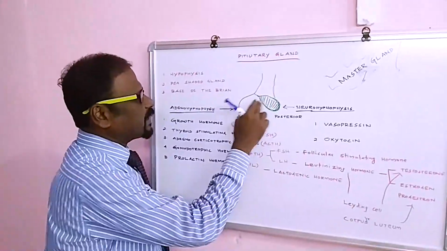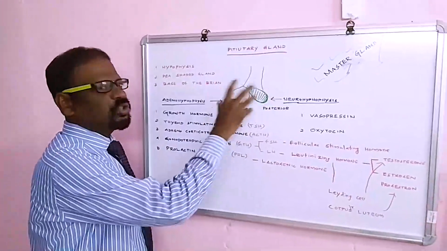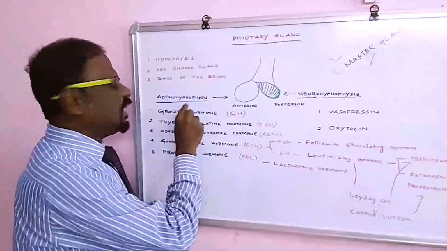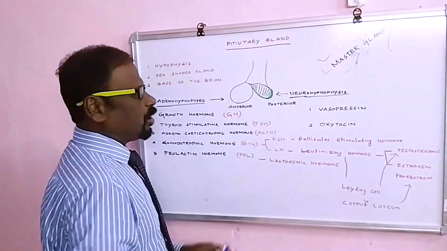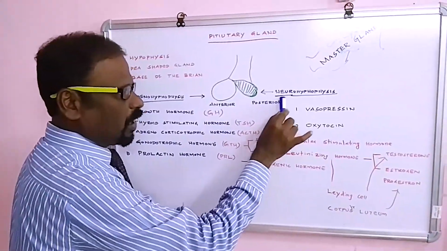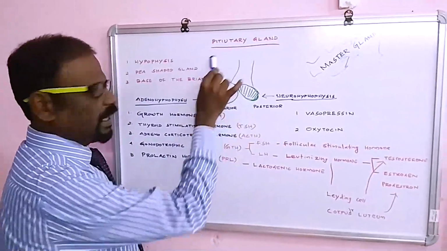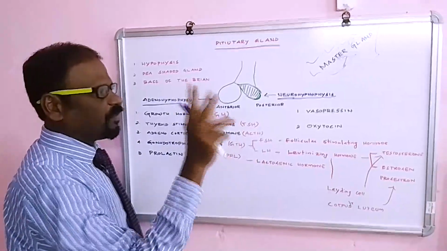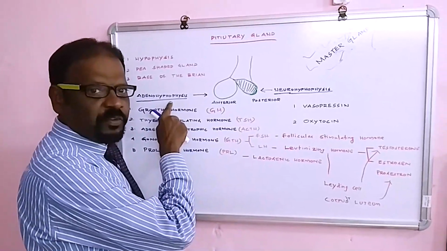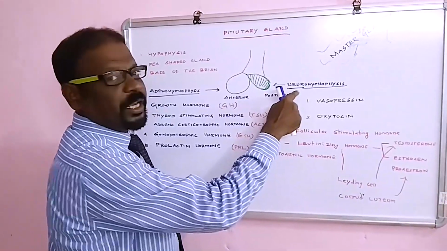When you see the anatomy of the pituitary gland, it shows two structures. This part is called the anterior lobe or adenohypophysis, and this region is called the posterior lobe or the neurohypophysis. So these are the two parts of the pituitary gland. The first one is the anterior lobe, called the adenohypophysis, and this one is the posterior lobe, called the neurohypophysis.